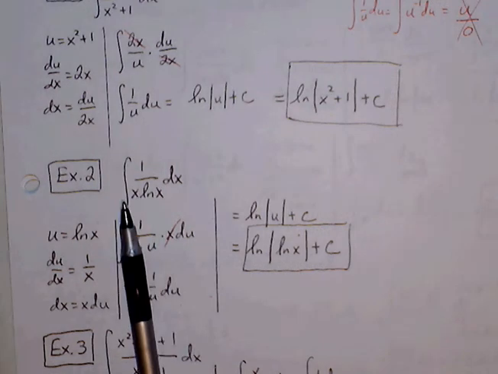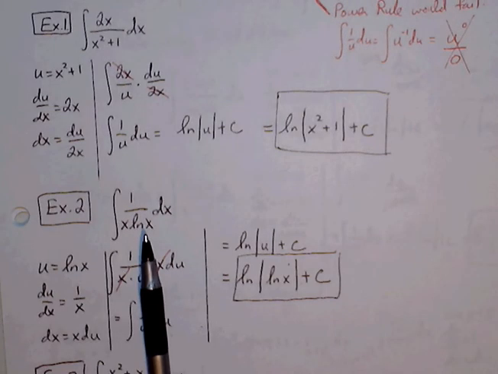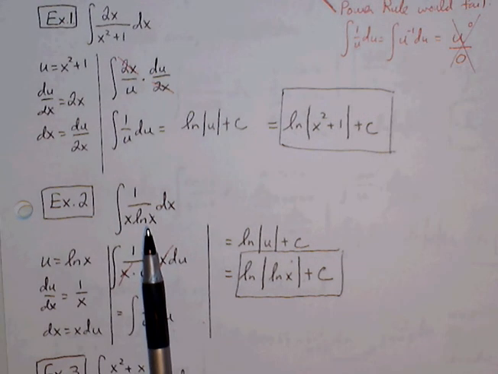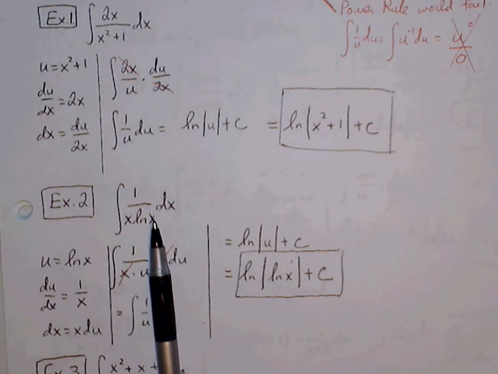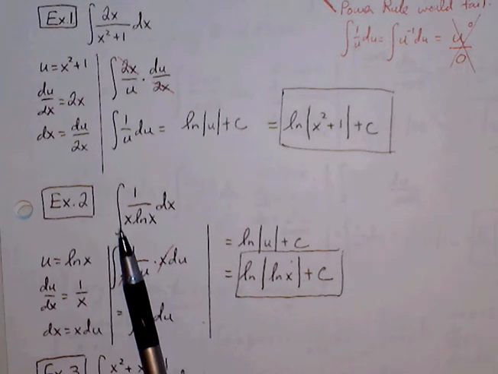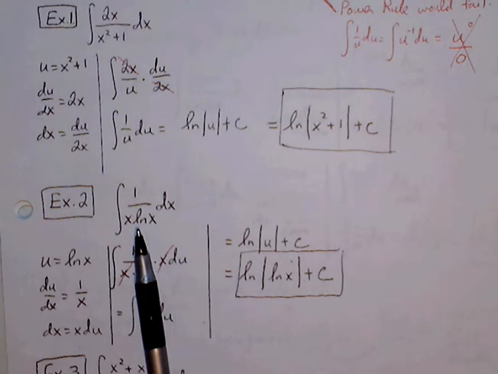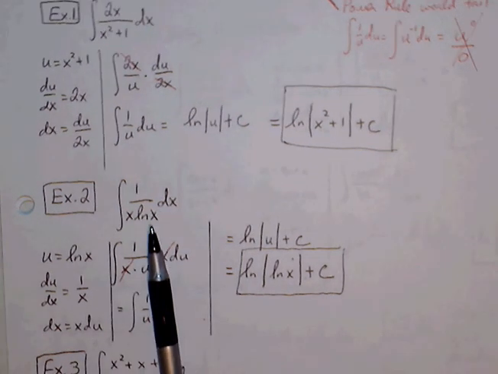We can't rely on power rule, and we don't have any integral rule that involves natural log. So we look to use substitution. A couple of choices here. Maybe the u value is x, maybe the u value is natural log of x, or maybe the u value is the entire denominator, x natural log of x.